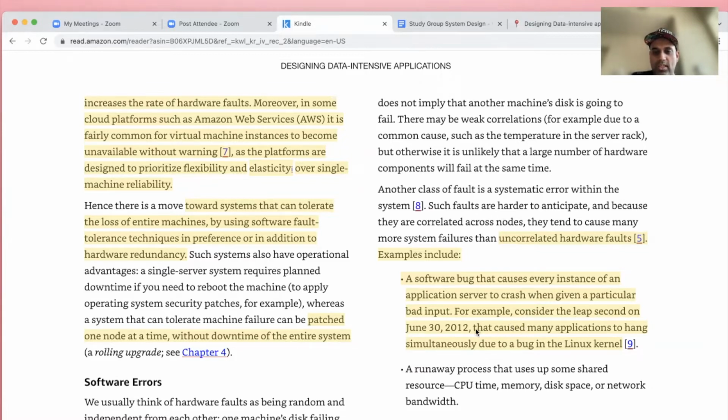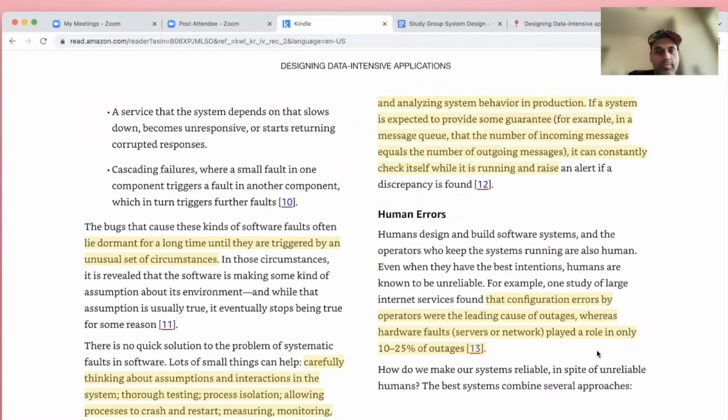The leap second in 2012 caused many applications to hang due to a bug in Linux. So, a service that the system depends on slows down or becomes unresponsive.